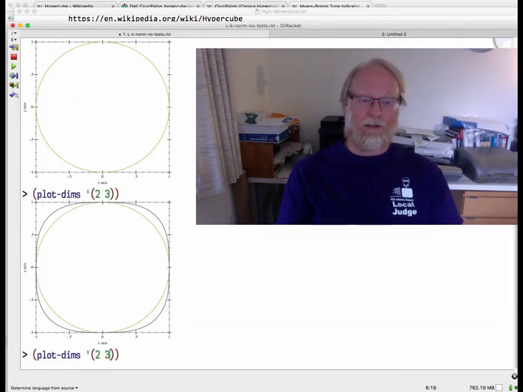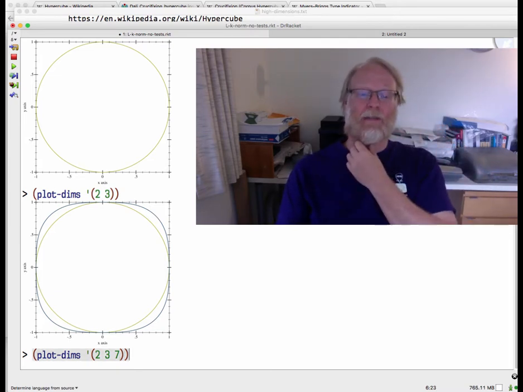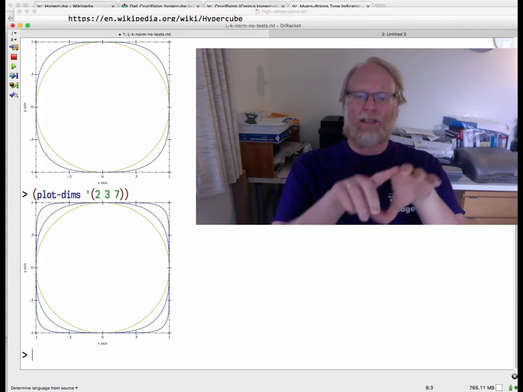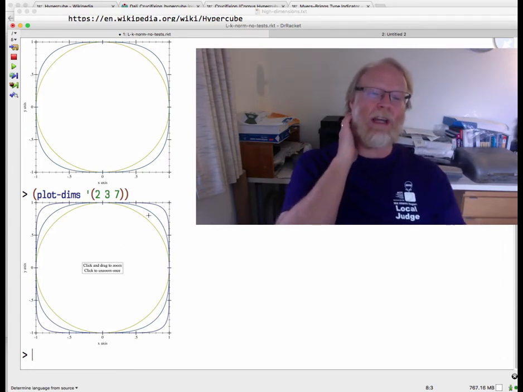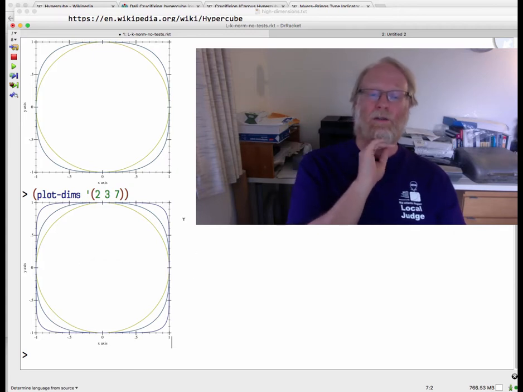I'll go ahead and show a circle using the L2 and the L3 and the L7 dimension. And we see the L7 dimension is now getting closer to that square. It has nice round corners, but it's more square-like overall.